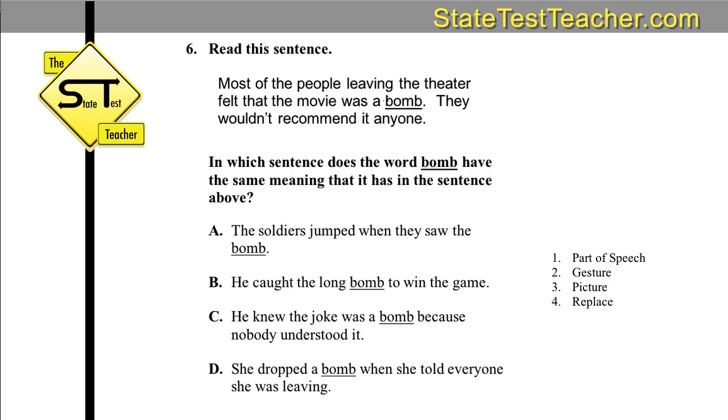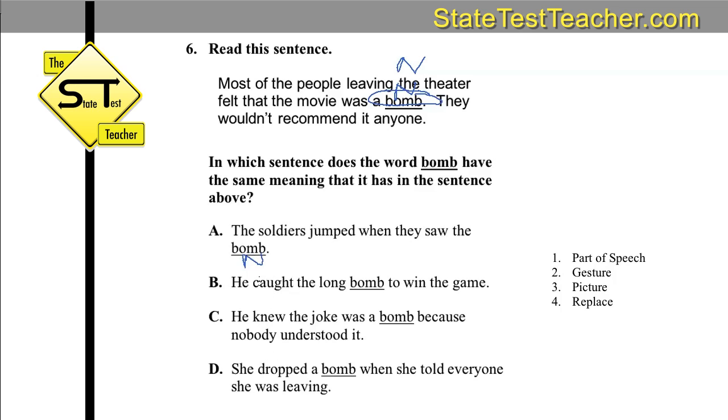So what I have the kids do is find the underlined word in the example and label it noun, verb, adjective, or whatever it is. In this case, the word bomb is used as a noun. And then we look at answer A and we look for the underlined word there and find out, is it used as a noun as well or something different? If it's different, then it's most likely not the same meaning. So in this case, the soldiers jumped when they saw the bomb. The word bomb is used as a noun.